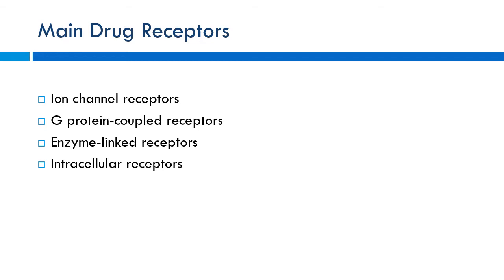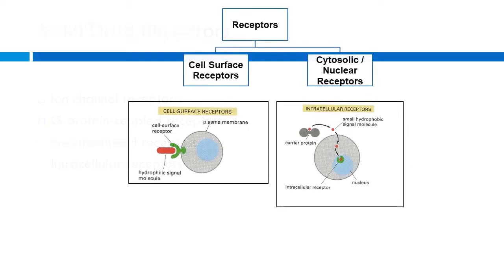Now, the main drug receptors we're going to be finding include things like ion channel receptors. These are the primary ones we're going to run into. G protein-coupled receptors, enzyme-linked receptors, and then intracellular receptors. We're going to go over these in more detail in just a minute. And again, looking at the difference between, say, a cell surface receptor versus a cytosolic, or say a nuclear type of receptor, basically it's right there in the name.